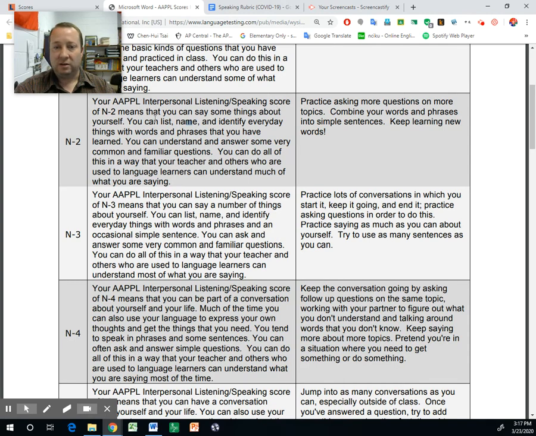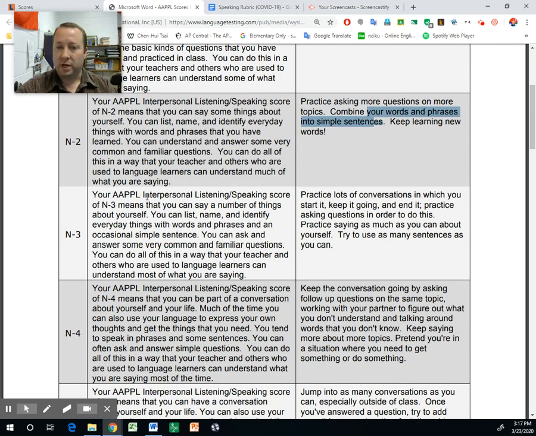So their advice to get even beyond the novice 2 level is to practice asking more questions on the topics. Now, when you're doing your speaking test, that's okay. In fact, that's good because questions show that you're engaged in the conversation. So if somebody says, 你喜欢什么颜色? What colors do you like? You can say, 我喜欢红色. Already you're an N2 because you're not just saying 红色, you're saying I like red. But then throw in a question: 你喜欢什么颜色? And that's cool. Keep learning new words. Vocab will spice up your stuff, right?